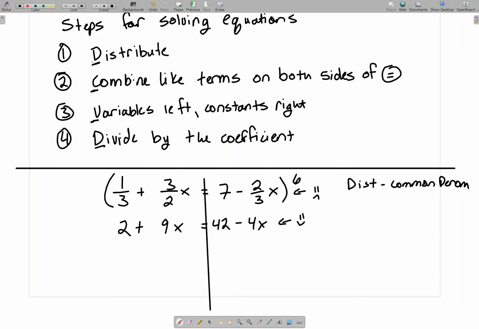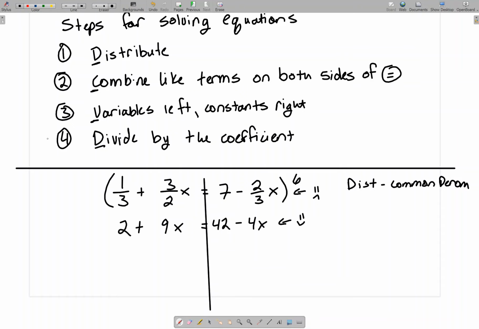So I distributed. Combine like terms on both sides of the equal sign means you want to look at the left and see if there are any like terms. So we've got a 2 and a 9x, they're not like terms. Look at the right. See if you got any like terms. We got a 42 and a negative 4x. They're not like terms, so we can skip step 2.